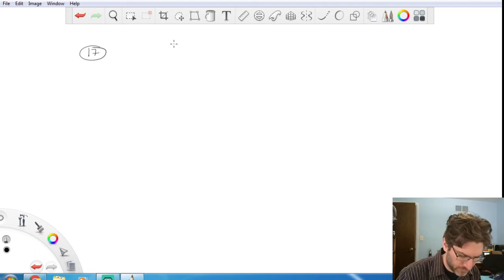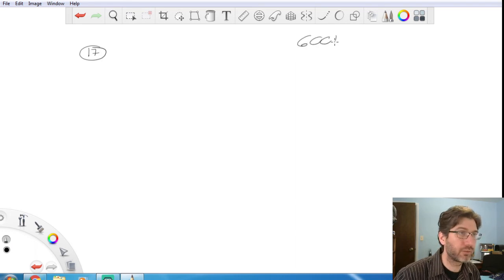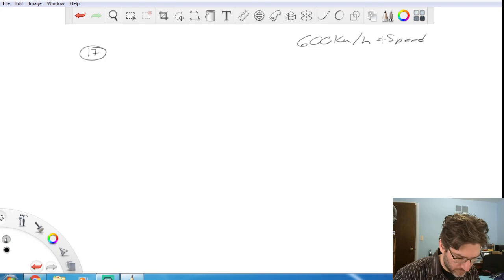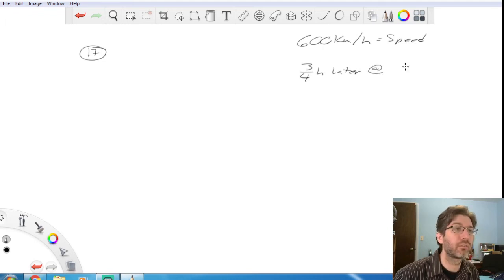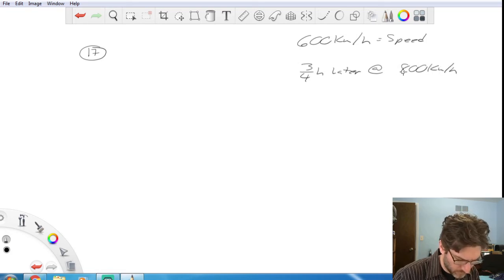So a jet leaves the airport traveling at a steady rate of 600 kilometers per hour, that is speed. Another jet leaves the same airport 3/4 hour later at 800 kilometers per hour in the same direction. How long will it take the second jet to overtake the first jet? So you want to know when their distances are going to be equal.